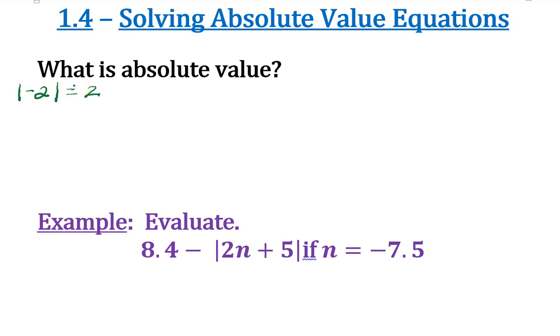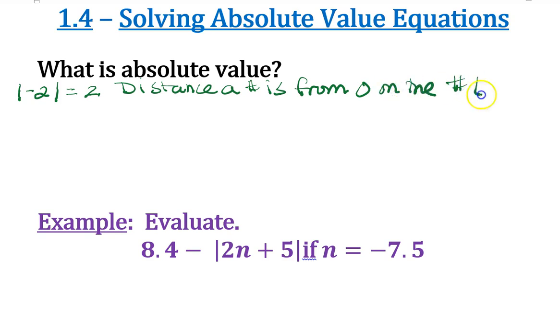So a definition that you might have learned in Algebra 1 is that absolute value is the distance a number is from 0 on the number line. And distance is always considered to be a positive number. So when we take the absolute value of a number, whether it's positive or negative, it's always going to be the positive value.